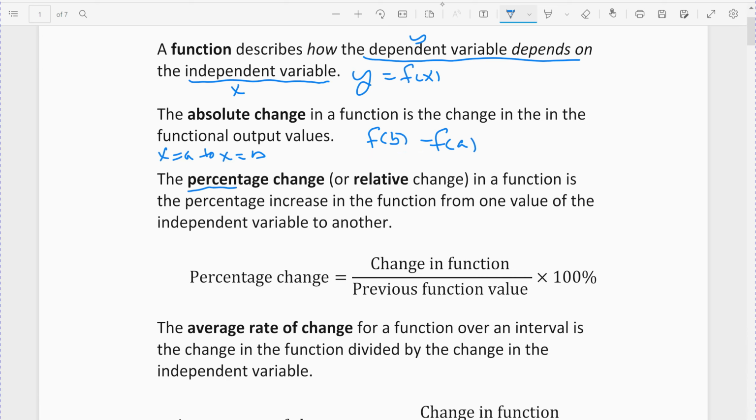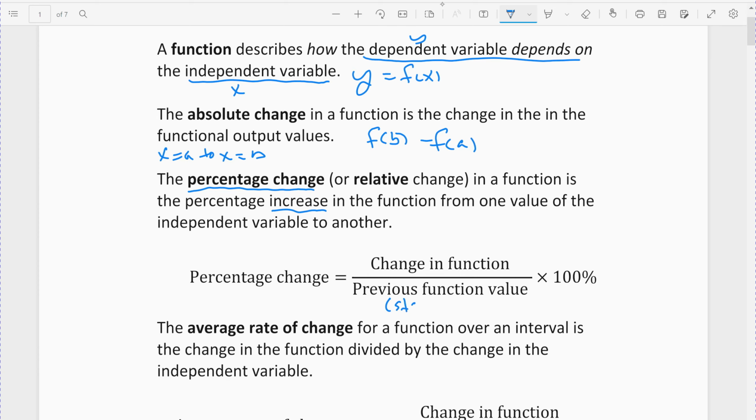The percent change, or relative change, in a function is the percent increase, or it could also be a decrease, in the function from one value of the independent variable to another. So there's a starting value, a, f of a, and then where we're changing to, b. The percent change is the change in the function, that absolute change from above, the change in my function from point a to point b, and then you divide by your starting value.